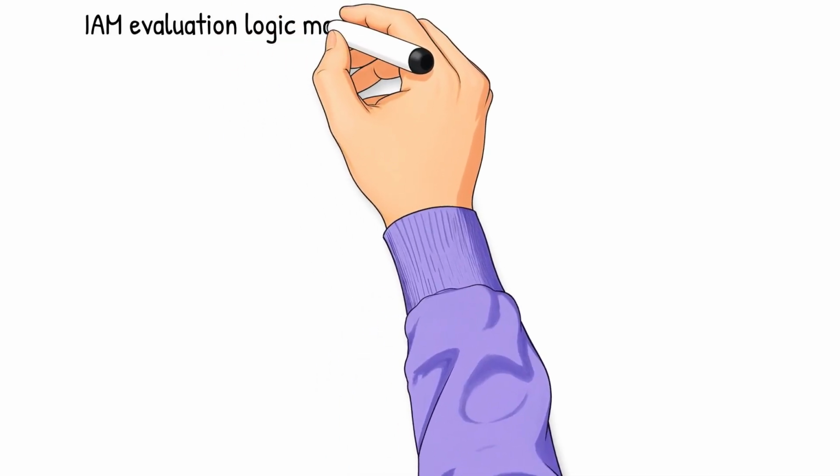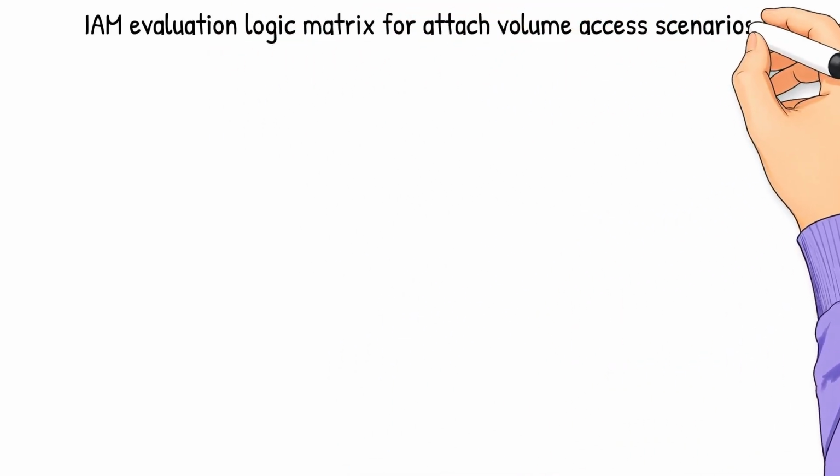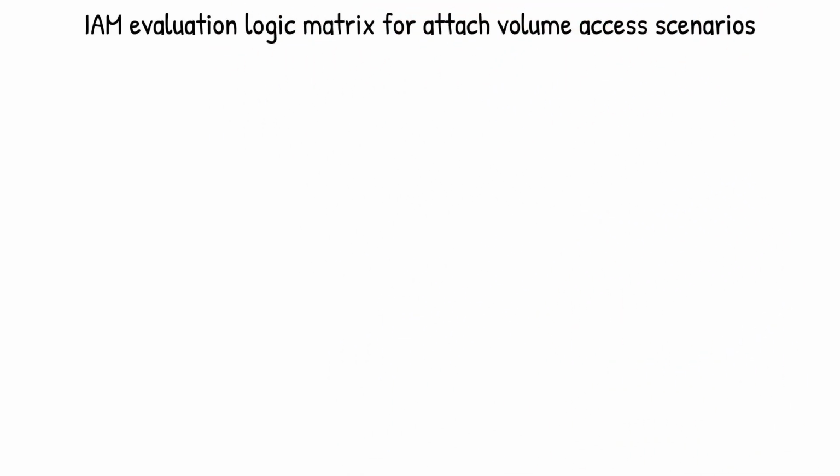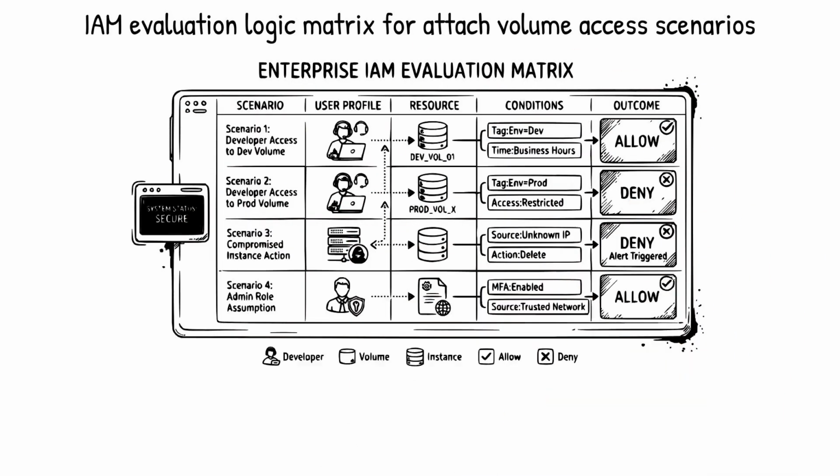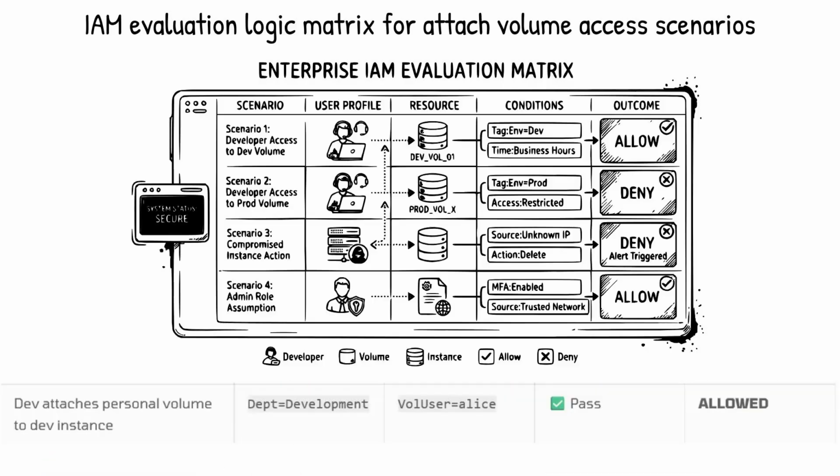To understand how IAM evaluates this multi-statement policy, let's walk through a matrix of common scenarios. Scenario A. Developer Alice wants to attach her personal volume to a development-tagged instance. Both conditions pass, so IAM returns an allowed verdict.